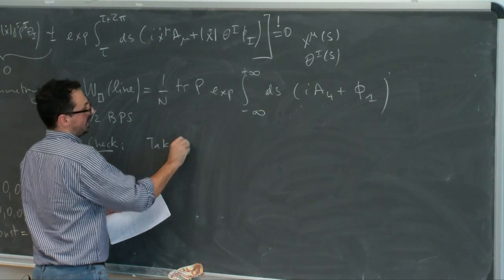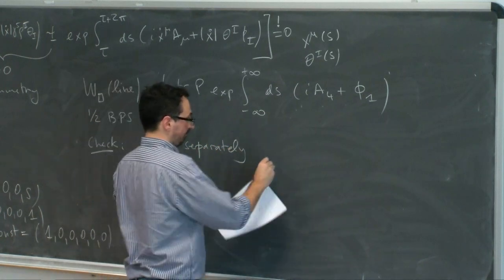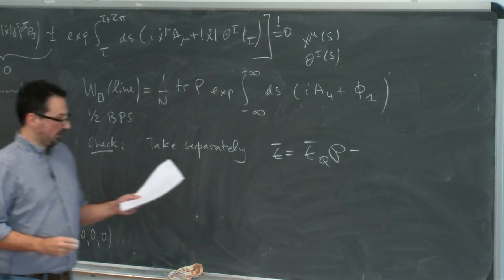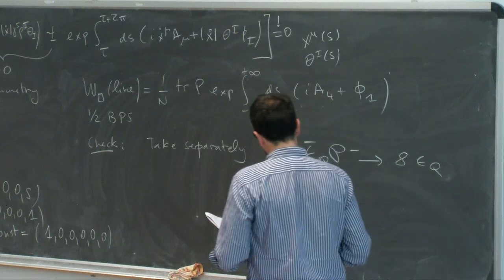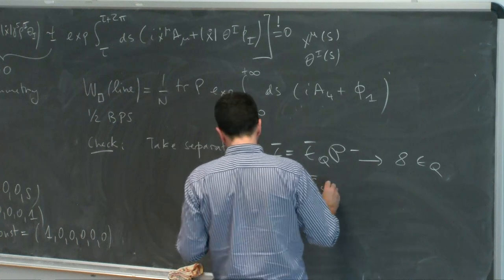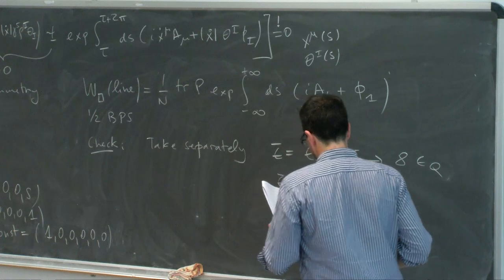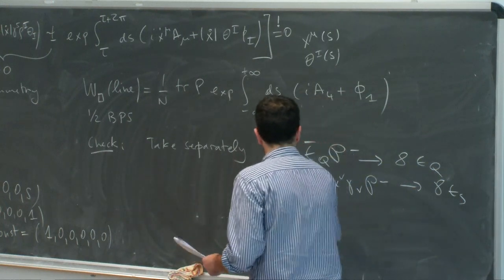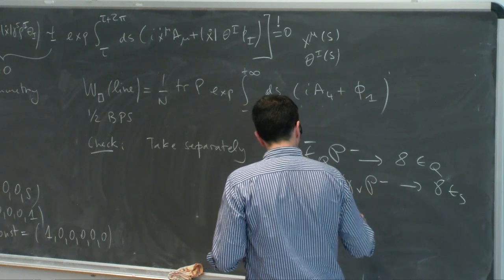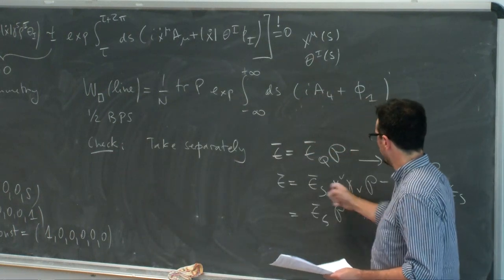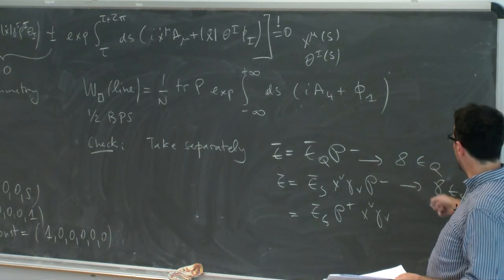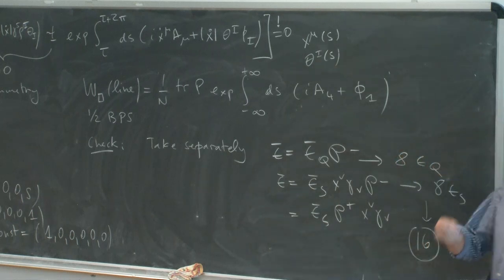So we can take separately epsilon bar equal to epsilon bar Q, P minus. So this preserves 8 components of epsilon Q. Or we could take epsilon bar equal to epsilon bar S, x nu, gamma nu, P minus. And this preserves 8 components of epsilon S. The way to see it is that this is just P plus x nu gamma nu. It goes through, changes sign, but that's always still a half rank projector. So we have eight epsilon Qs and eight epsilon Ss, so we preserve in total 16 supercharges, and this is why we call it half BPS, because the vacuum has 32 supercharges.